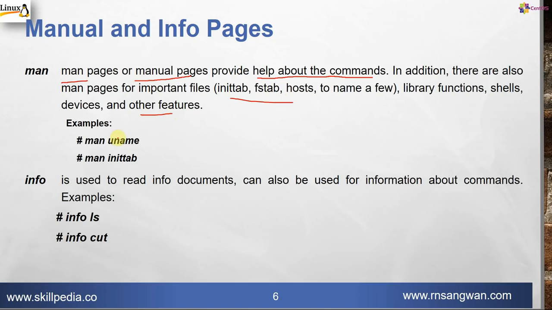If, for example, you want help about the uname command, you can type man uname, or if you want help about the inittab file, you can type man inittab. Or if you want help about any other file, you can specify that. Info is also used to read information documents, and can be used for information about a command, for example info ls or info cut. So info and manual pages are for your assistance, for your help.